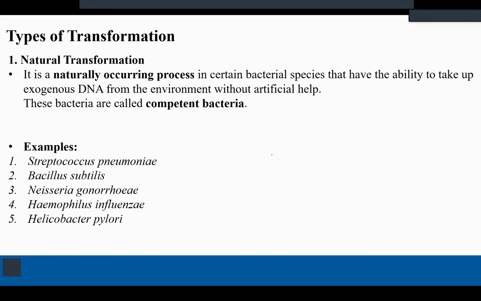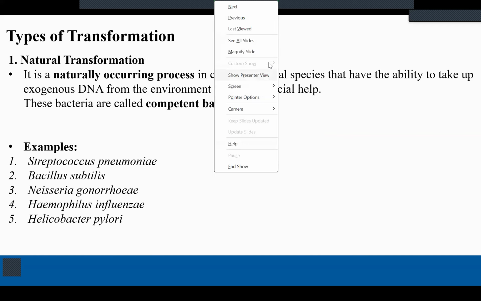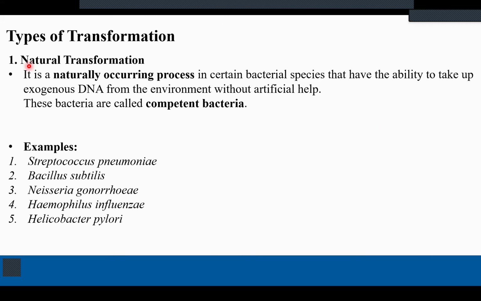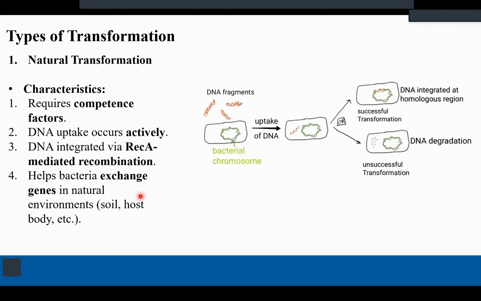Now, types of transformation, we have two types of transformation. We have natural transformation where the process is naturally occurring. The bacteria are capable of taking up the DNA on their own. We do not have to do any external help to them. Examples are Streptococcus pneumoniae, Bacillus subtilis, Haemophilus influenzae, Helicobacter pylori, and Neisseria gonorrhoeae.